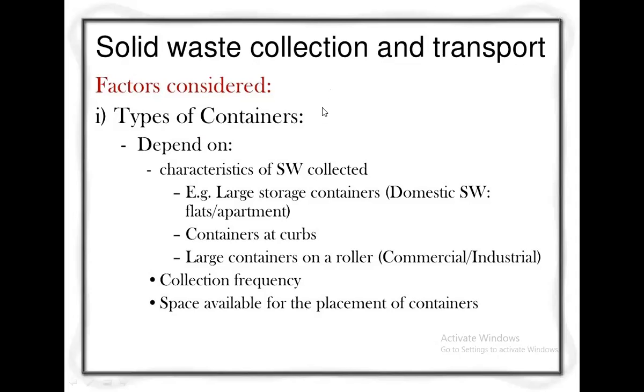So which are the factors considered for the collection and transport of the solid waste? Types of containers. The containers which are used for the collection of the solid waste depend upon the characteristics of the solid waste collected. So what are the characteristics? What we have just seen: physical characteristics, chemical characteristics and biological characteristics. Depending upon that, solid waste is collected.